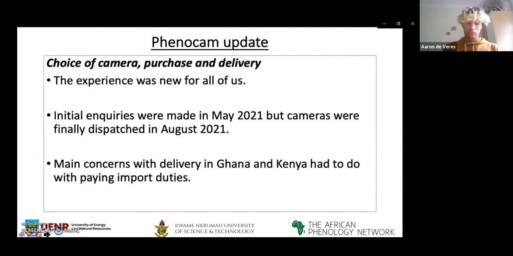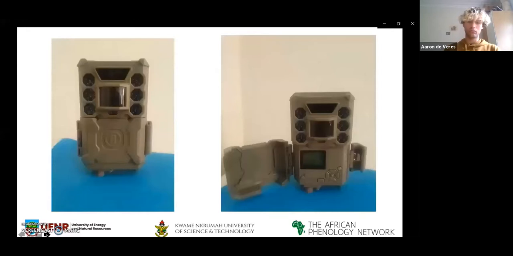I think delivery in Gabon had to be done in person by someone that was traveling to the Lope field site. So this is how the phenocams, yes, the Bushnell trail cameras, which we are using for phenology monitoring, this is how they look, very rugged and robust.